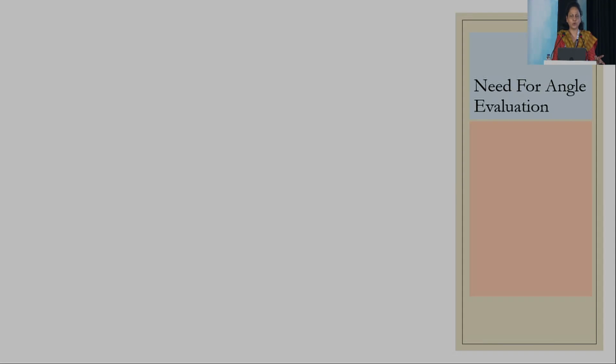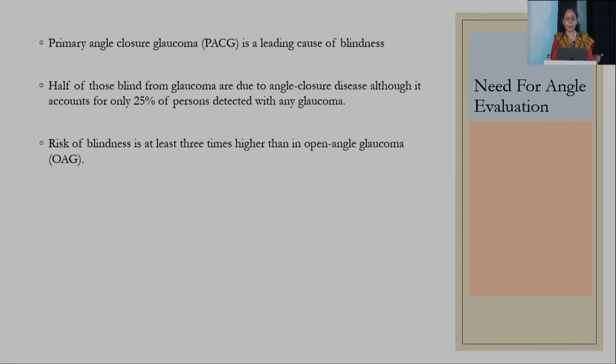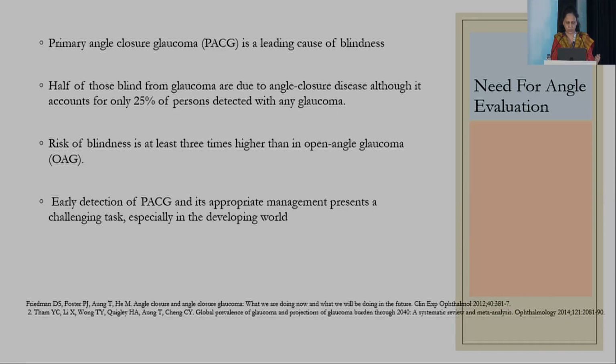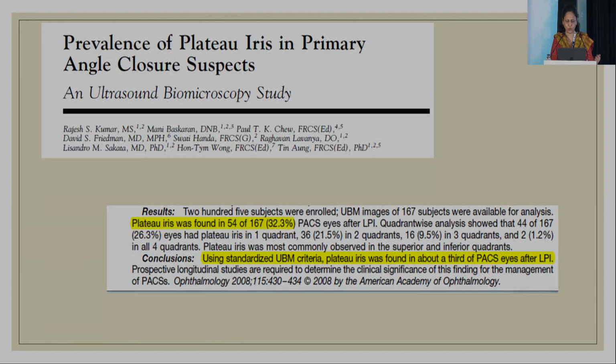So now the need of angle evaluation, we already know that PACG is a leading cause of blindness, and as compared to open angle glaucoma, it is going to cause much greater blindness. Now this is again an important thing. We know open angle, closed angle, at your stage you know everything. But what about beyond closed angle? There is a component in closed angle that is known as a plateau iris configuration, which is really important and needs to be delineated and specifically treated.